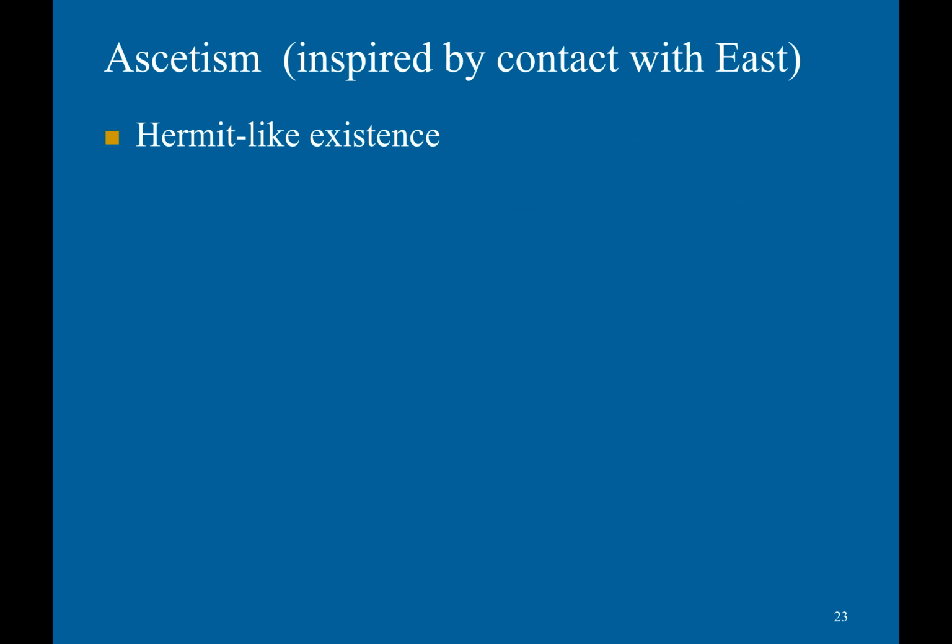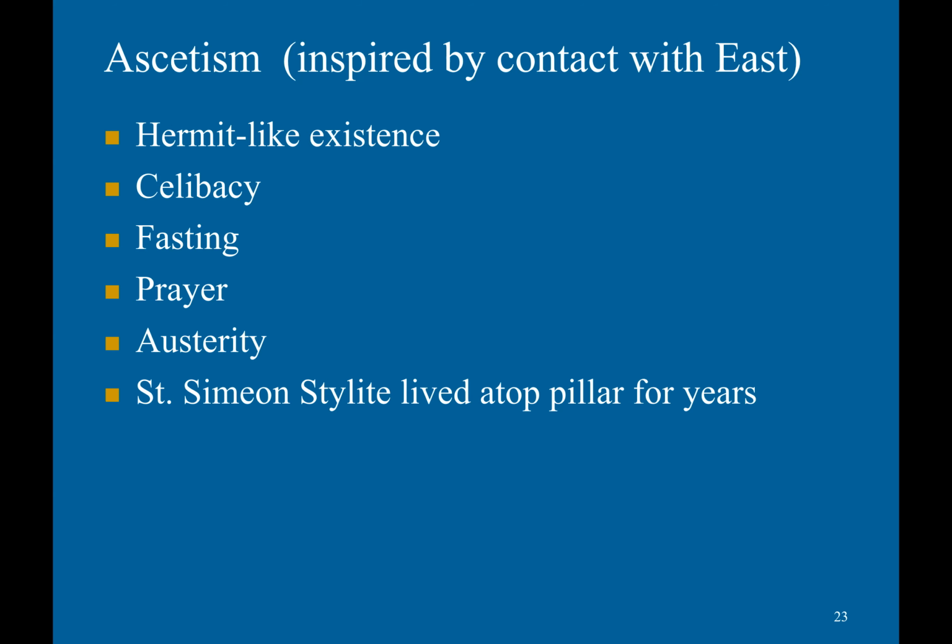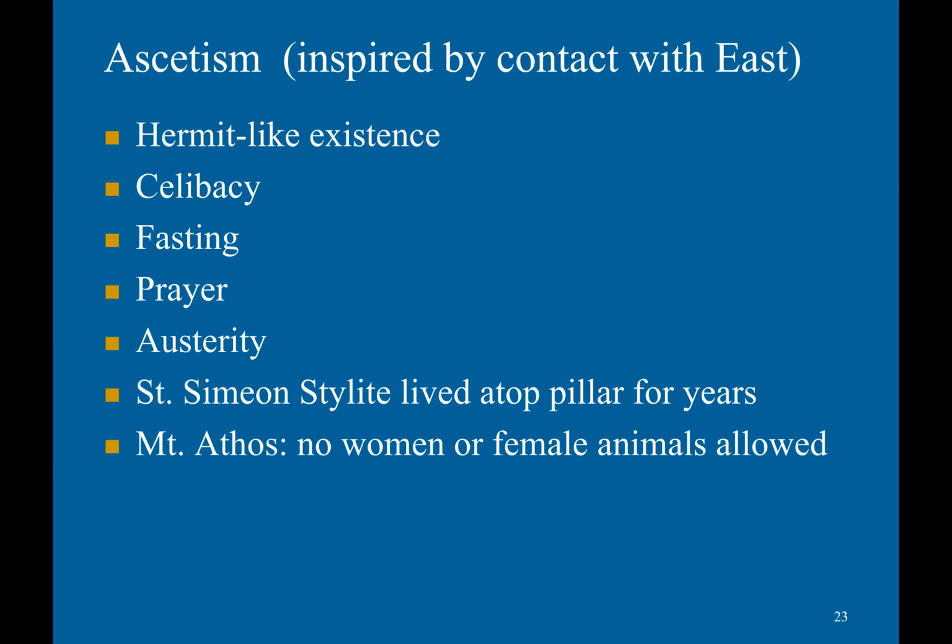Now, you also get the introduction of asceticism to Christianity in the Eastern Roman Empire because of contacts with the East. These ascetics would live hermit-like existences, practice celibacy, fasting, prayer, austerity. One of them was Saint Simeon Stylite, who lived atop a pillar for years. And at Mount Athos, they allowed no woman or female animals, believing that they were distractions.